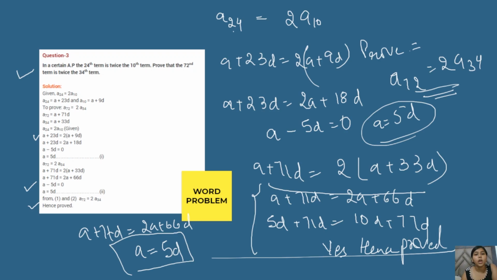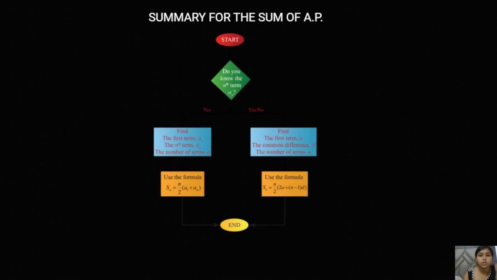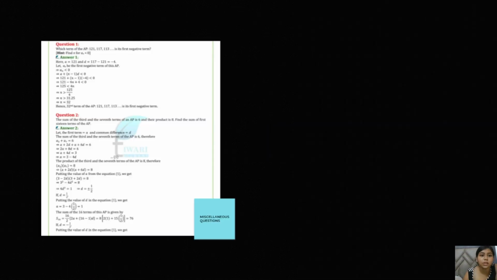Right. Now our another question is from Miscellaneous Exercise one. The question given is: which term of the AP is the first negative term? This is the given AP. We have to find the first negative term of this particular AP.